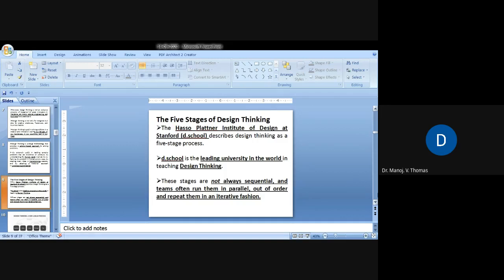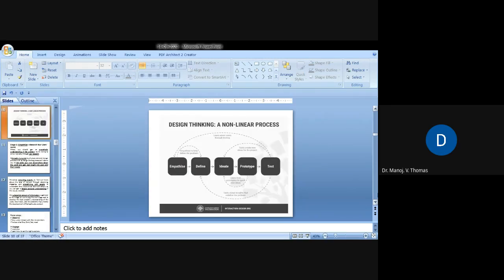The five stages are not always sequential. That means one stage does not always follow the previous stage, and teams often run these different stages in parallel or out of order and repeat them as many times as possible, often in an iterative fashion. So that is a flexibility. This picture shows the various stages in design thinking: empathize, define, ideate, prototype, and finally the test phase.